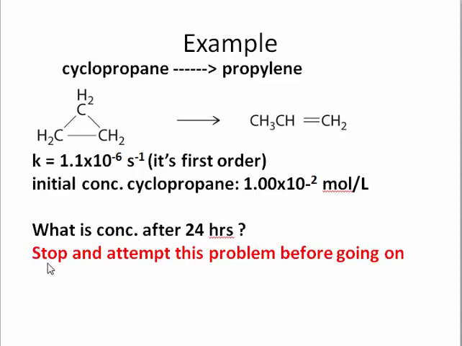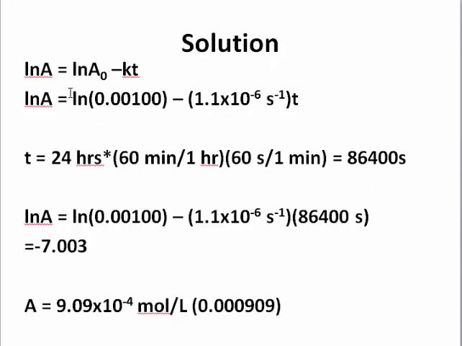Now, you should be able to stop and attempt this problem before going on. If we use the equation natural log of A is natural log of A0 minus Kt, where A is concentration at time t, then the natural log of A is the natural log of 0.001 minus 1.1 times 10 to the negative 6 reciprocal seconds times t.